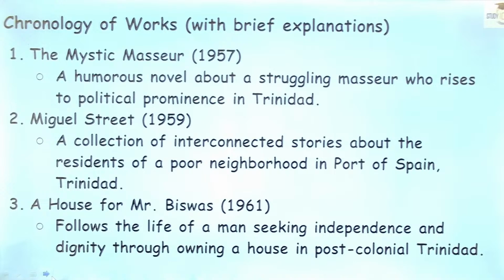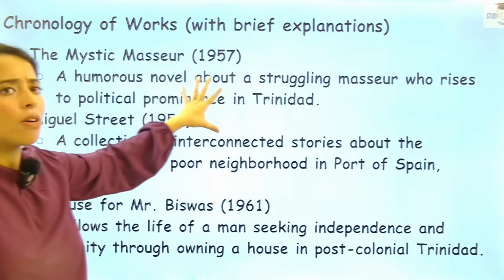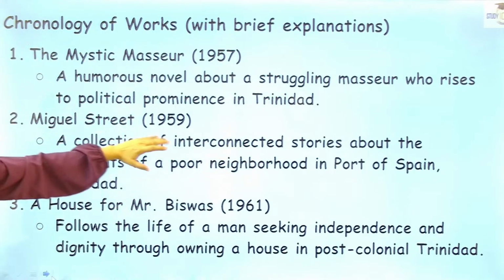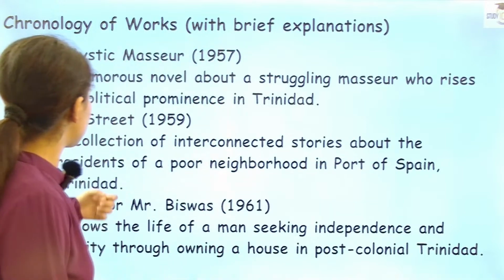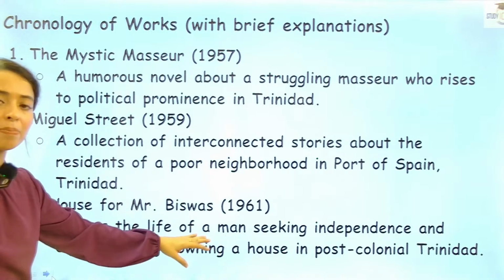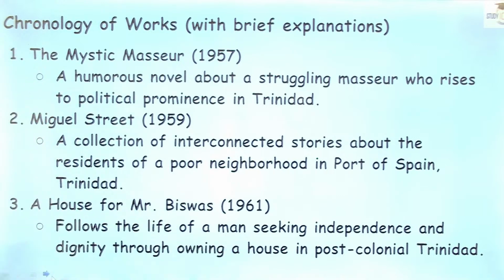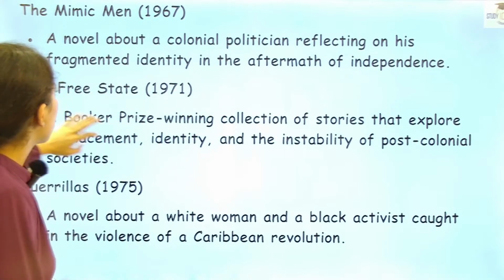Then you have Chronology of Works. The Mystic Masseur, 1957. It's a very funny, humorous novel, Struggling Massoud, and Miguel Street, 1959. It's a collection of interconnected stories about the residents. A House for Mr. Biswas, very important work. It follows the life of a man seeking independence and dignity. And then you have The Mimic Men. It's a novel about a colonial politician in a free state.